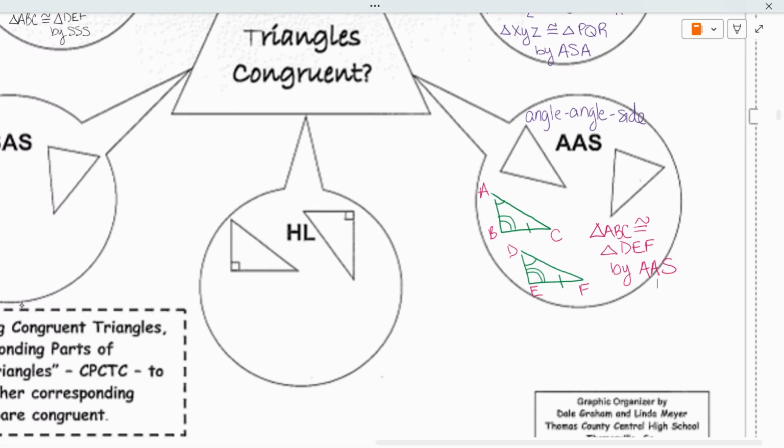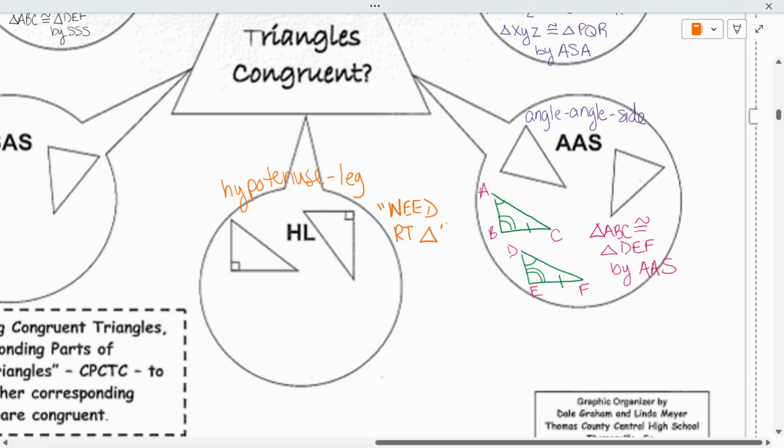Okay. HL is special because this stands for hypotenuse leg. And the only time that you have a hypotenuse is if you have what kind of a triangle? Yeah. So this only works if you have a right triangle. You need a right triangle. You got to say it's a right triangle in order to use hypotenuse leg.